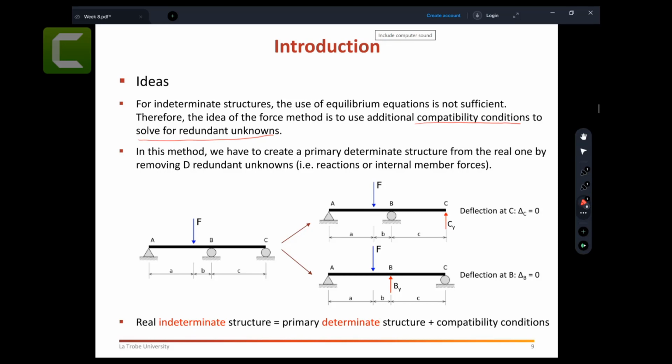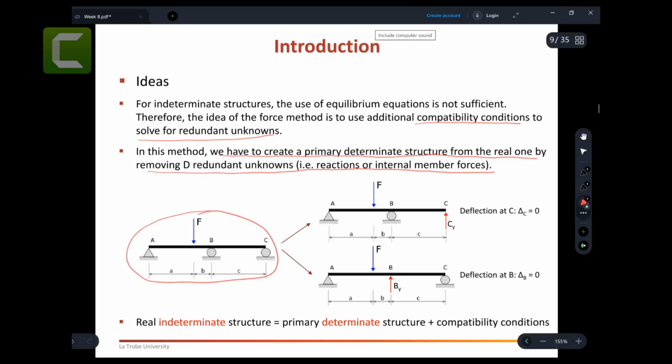So in this method, we have to create a primary determinate structure from the real one by removing the redundant reactions or internal member forces. Let me help you with this one. Can you please find the degree of indeterminacy in this beam?